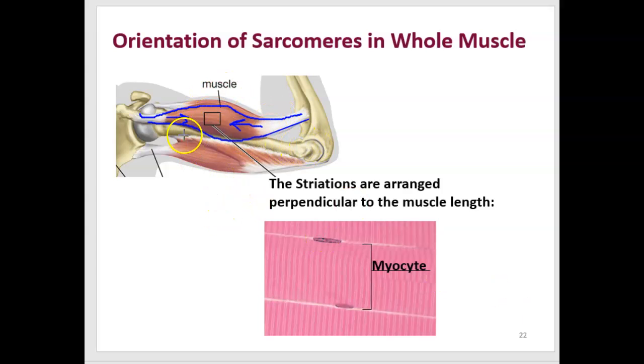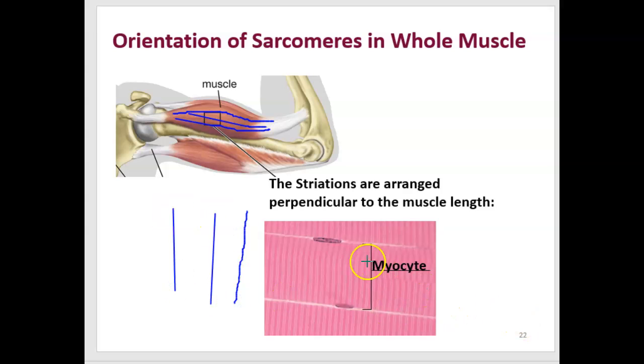Now we have to think about what we just learned about sarcomeres and what the orientation of the sarcomere is in the muscle cells. So the muscle cells run lengthwise. So the muscle cells run longitudinally within that muscle. Those muscle cells need to shorten. And so therefore, the striation patterns are perpendicular to the muscle length.